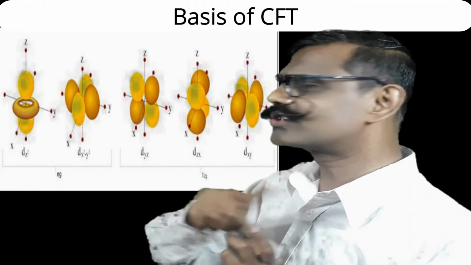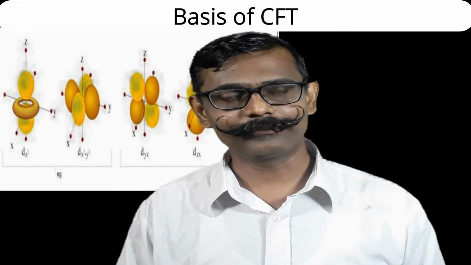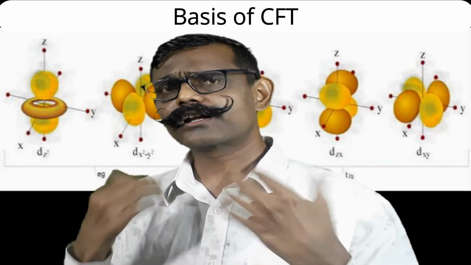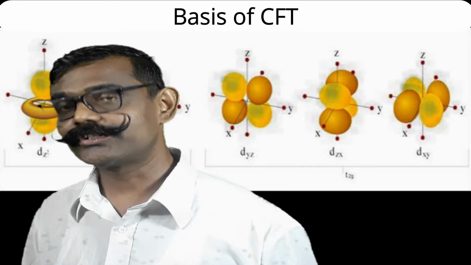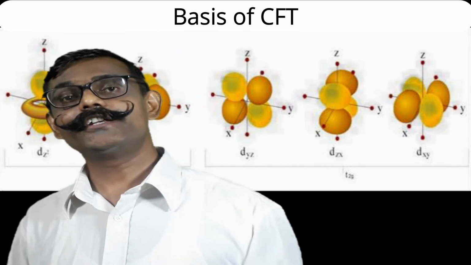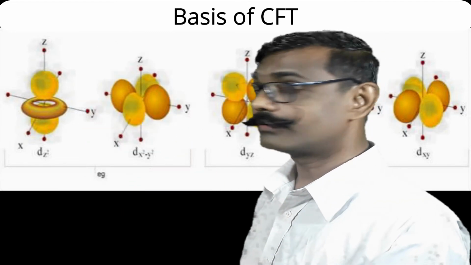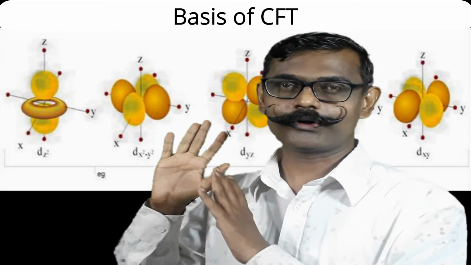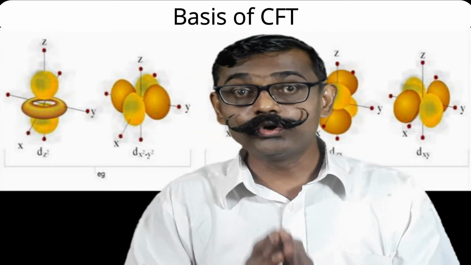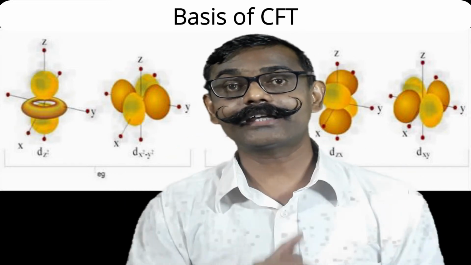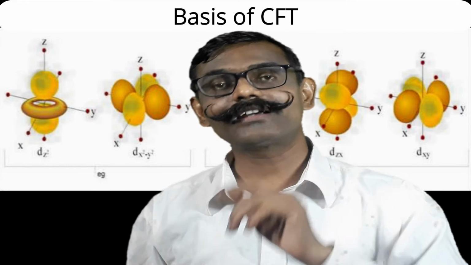dz square: the majority contribution is along the z axis and partly along x and y. dx square minus y square is completely along the x and y axis. dyz in between y and z, dxz between x and z, dxy between x and y. That's the understanding of these orbitals. This is very important. If these shapes are clear to you, then the next part, interaction and accordingly the energetics of various orbitals, will be perfectly clear to you.